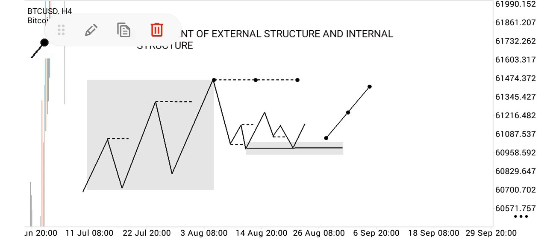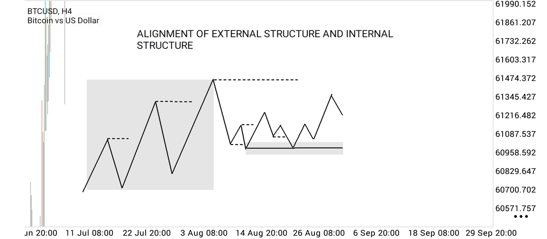So I wait patiently for price to reach that zone. So we position like this. If you get the concepts, you get how to align your external market structure and your internal market structure, you don't really have a problem, because you just have to wait patiently. Yes, there's no problem, but you have to wait patiently.